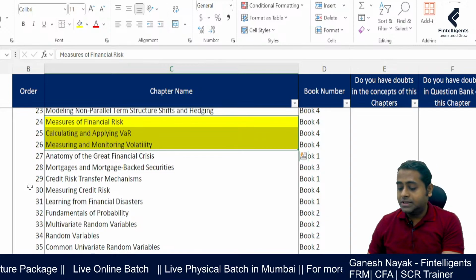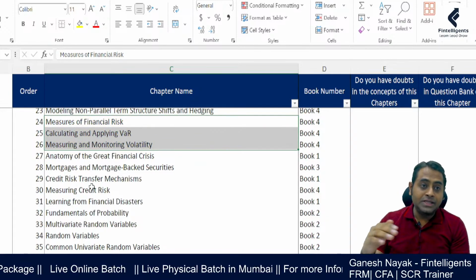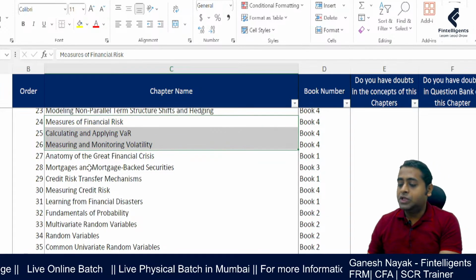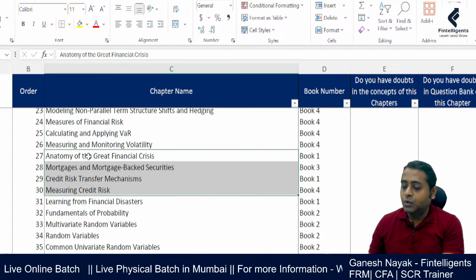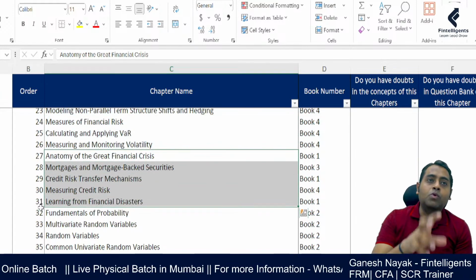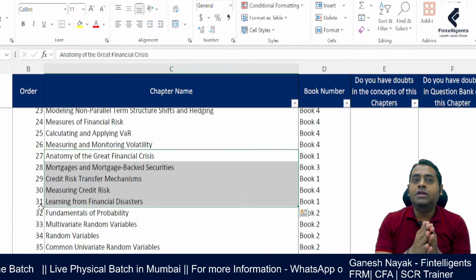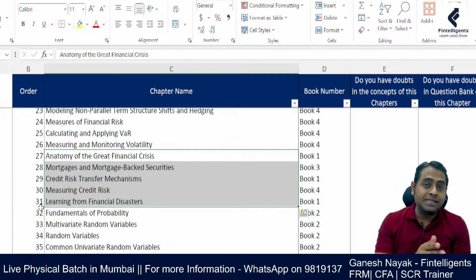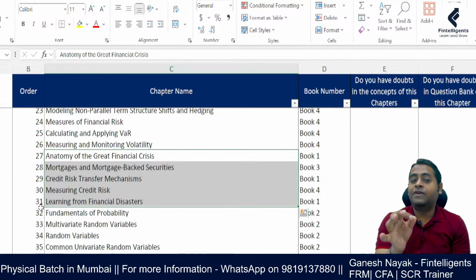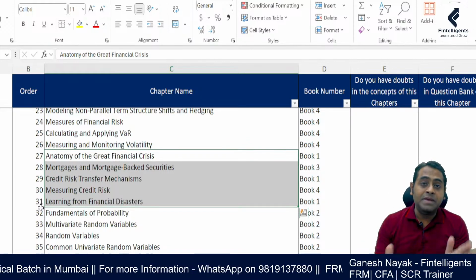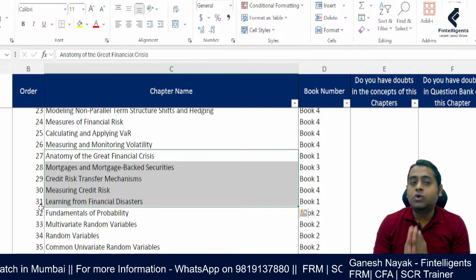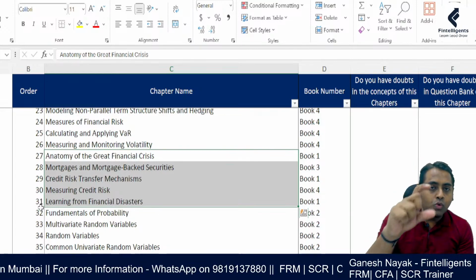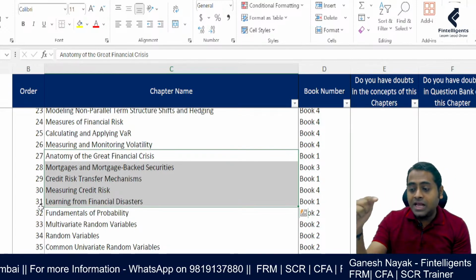Okay. So these 3 chapters are important. These are VAR specific chapters. Once you're done with that, there are around 5 chapters which are more focused on disasters or the great financial crisis. In the exam, you'll find these topics are tested, especially learning from financial disaster. All the case studies are very important. Focus on reading the entire content. So you can do the next 5 chapters in that order.